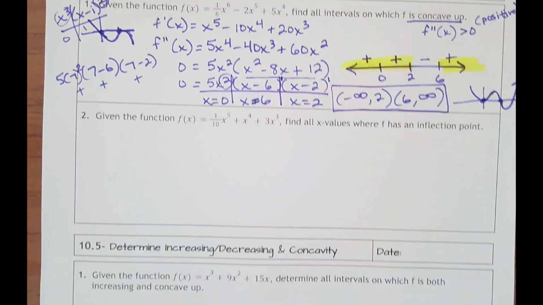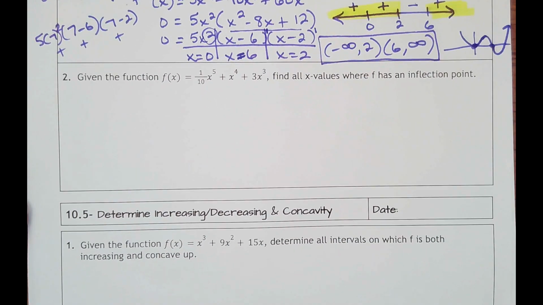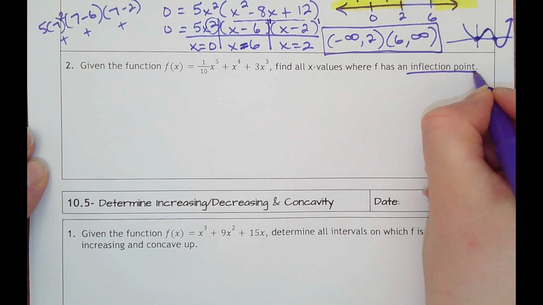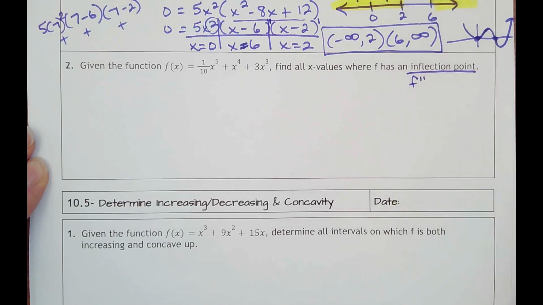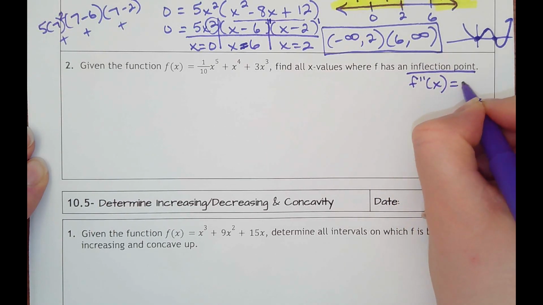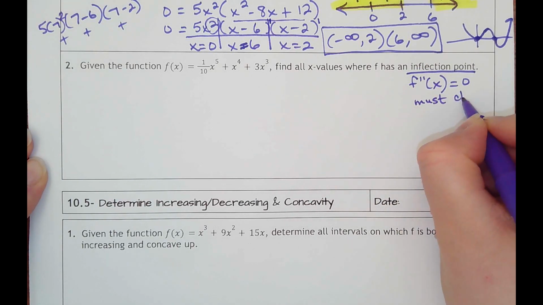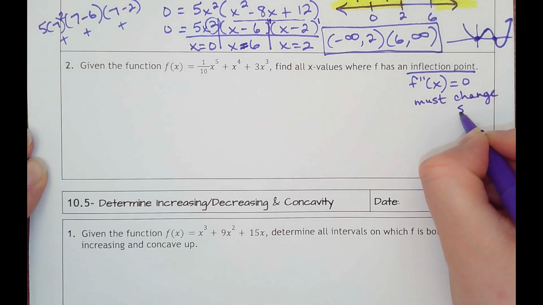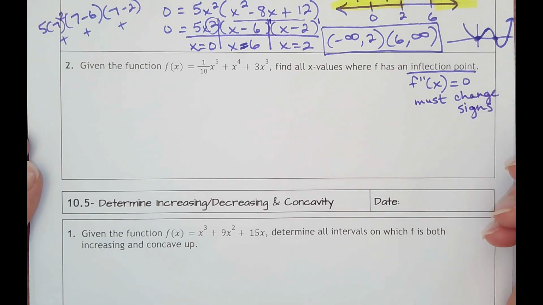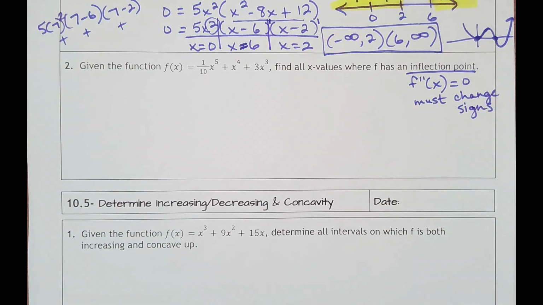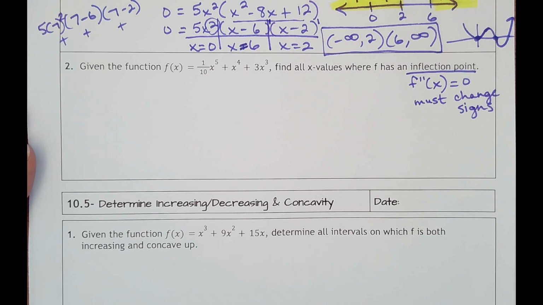All right, number 2. Given this function, find all x values where f has an inflection point. An inflection point is where the second derivative equals 0, but it also must change signs. So it's a mistake to just say critical points are inflection points. That's not true. We have to make sure it's changing from positive to negative. Go ahead and take the first and second derivative of this function, and we'll see if we get the same thing.